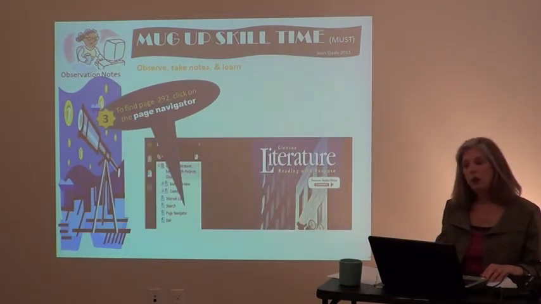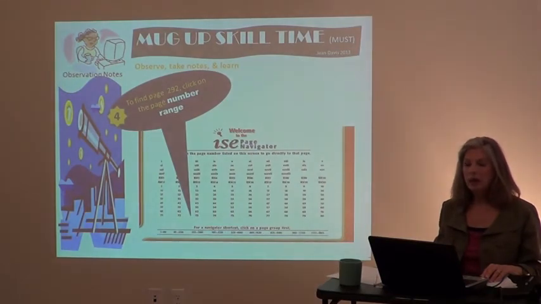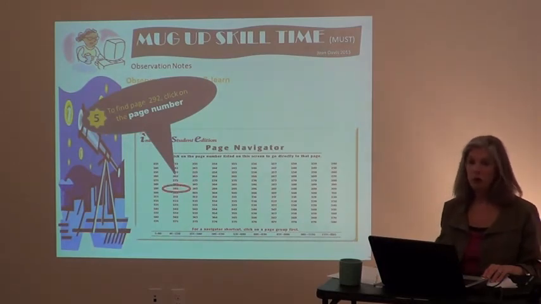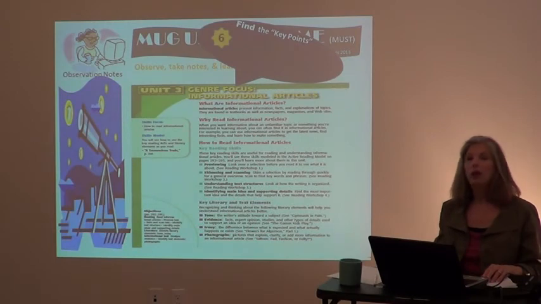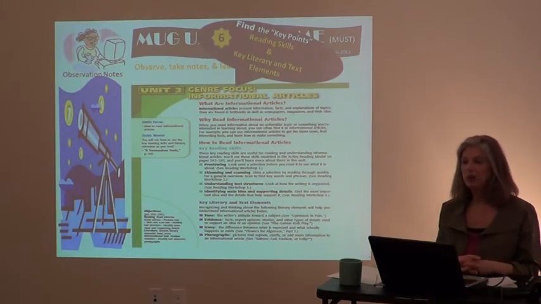Next, you need to locate the page navigator. Click on Page Navigator. Next, you need to look at the page number range, which runs across the bottom. Click on that, and then you will find the page number, page 292 in this particular case. This brings you up to the textbook lesson where you are going to start collecting information for reading skills, which is one of your topics, and key literary and text elements.